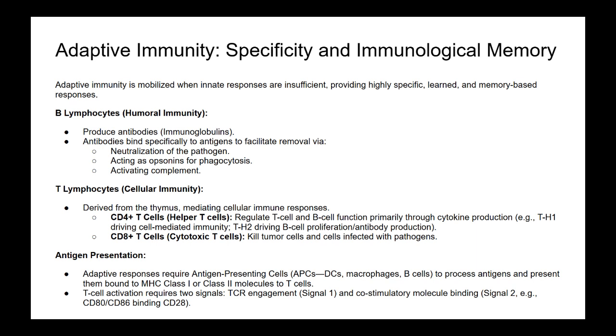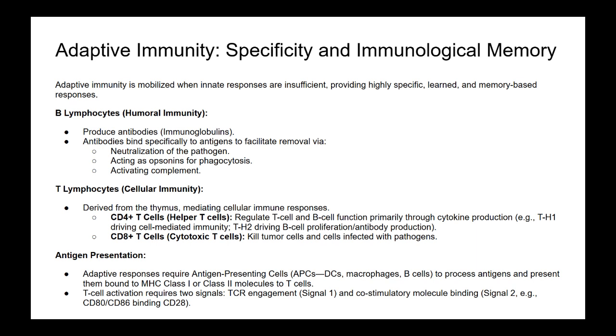to destroy the pathogen. T lymphocytes, also known as T cells, originate from the thymus gland and play a crucial role in mediating cellular immune responses. Among these, helper T cells are characterized by the presence of a specific surface protein called CD4+. These cells primarily regulate the functions of other immune cells, including T cells and B cells, through the production of signaling molecules known as cytokines.